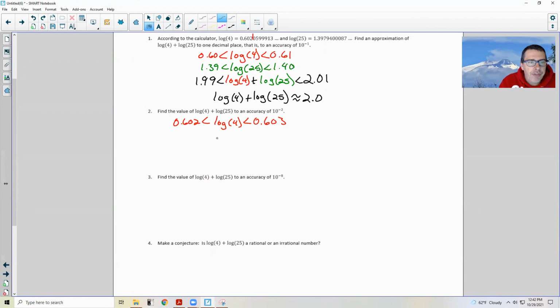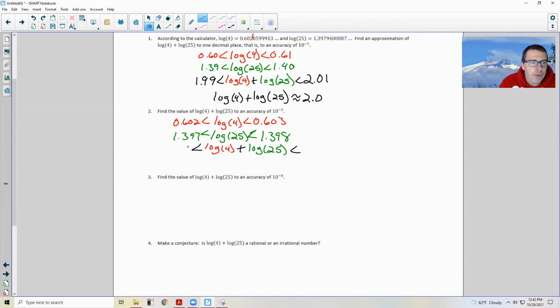And then the log of 25 is going to be between 1.397, truncating it, and then 1.398, rounding it up. So then we say the log of 4 plus the log of 25 is going to be between the sum of these.